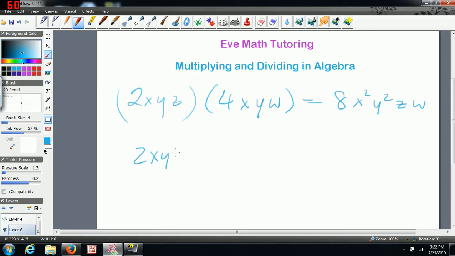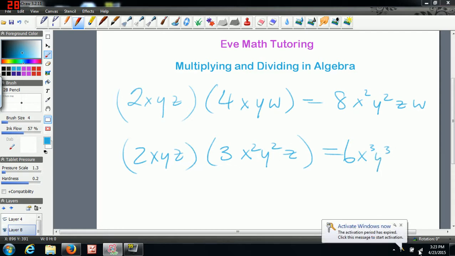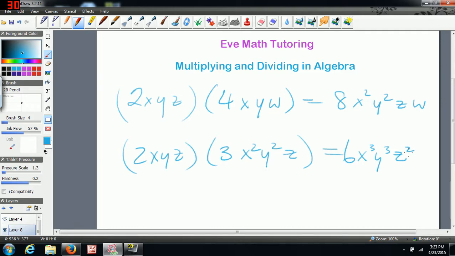If I had 2xyz times 3x squared y squared z. Now in this case, again, multiply the numbers, and then x to the 1 times x to the 2 is x to the 3. And then y to the 1 times y to the 2 is y to the 3. And then z to the 1 times z to the 1 is z to the 2. So you just add the exponents, so that becomes z to the 2. Okay, so just adding the exponents there.